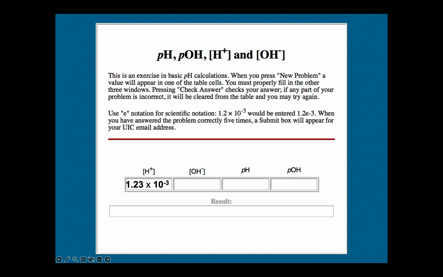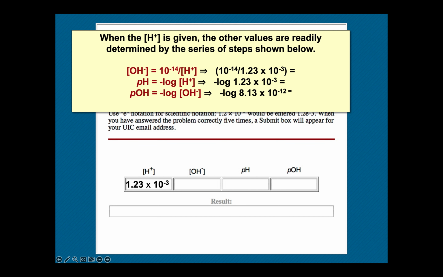Do one more. Here we're given hydronium. We know that 10 to the minus 14 divided by hydronium is hydroxide. Then we simply convert these to pH and pOH. 10 to the minus 14 divided by hydronium, 8.13 times 10 to the minus 12. pH is simply the negative log of this. The pOH is simply the negative log of this.